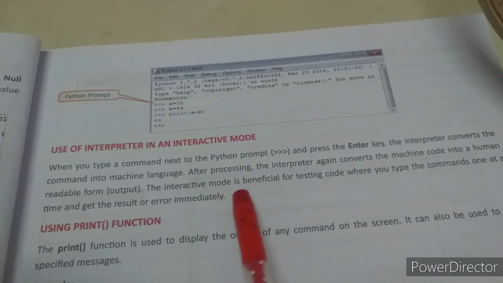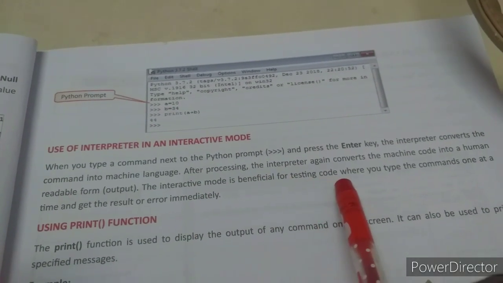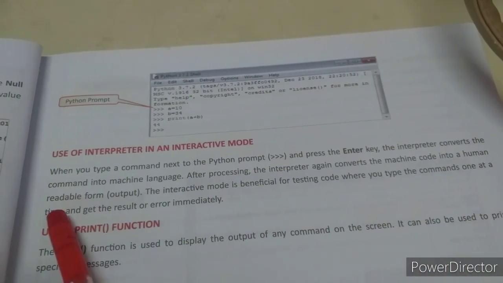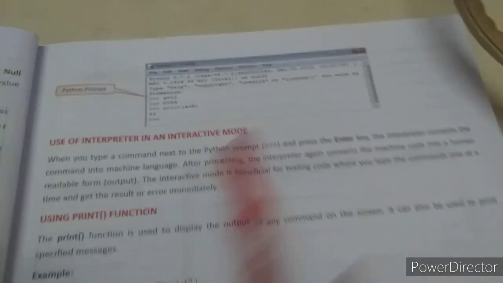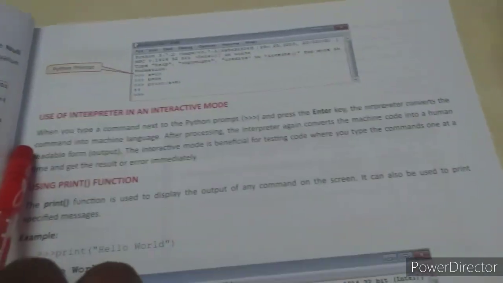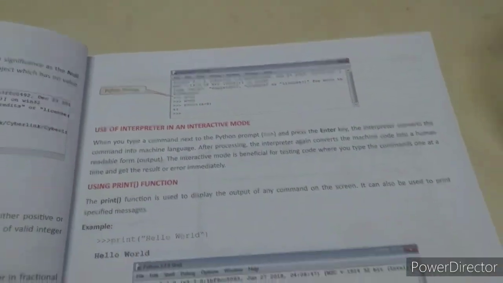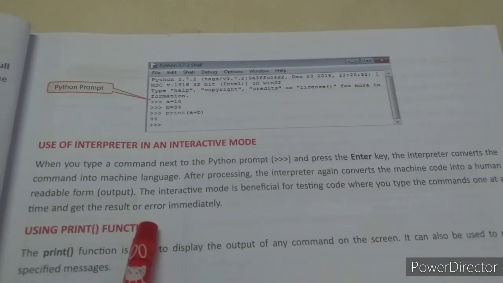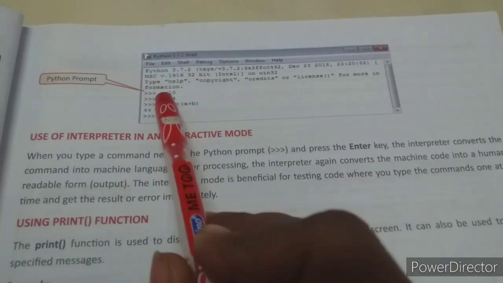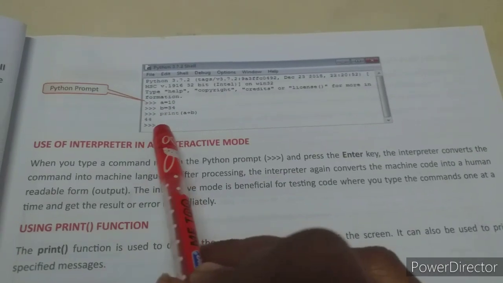The interactive mode is beneficial for testing code, when you type the commands one at a time and get the result or error immediately. So you will get a line by line result. So if you have any error there, it will be easy for us to identify that in this line you have an error. So in this line we have to rectify it.